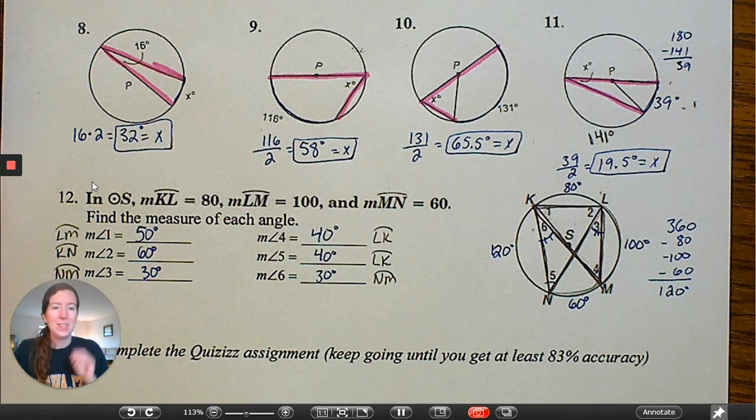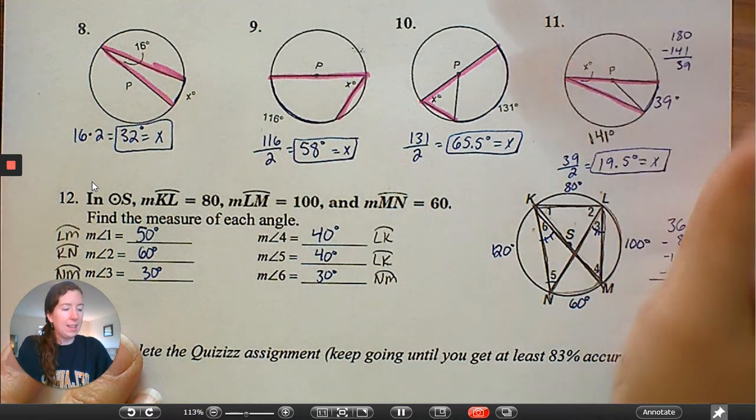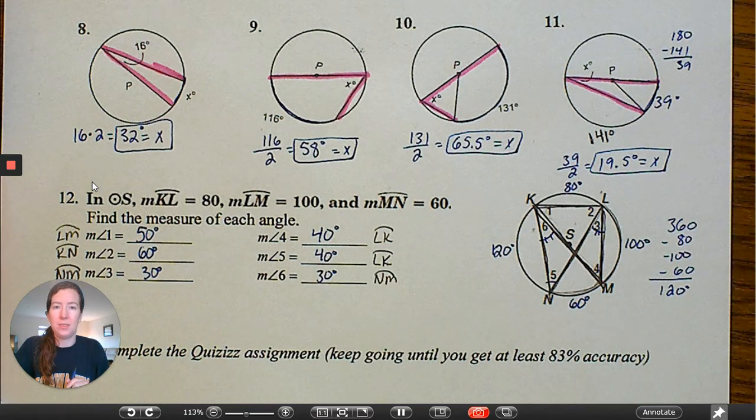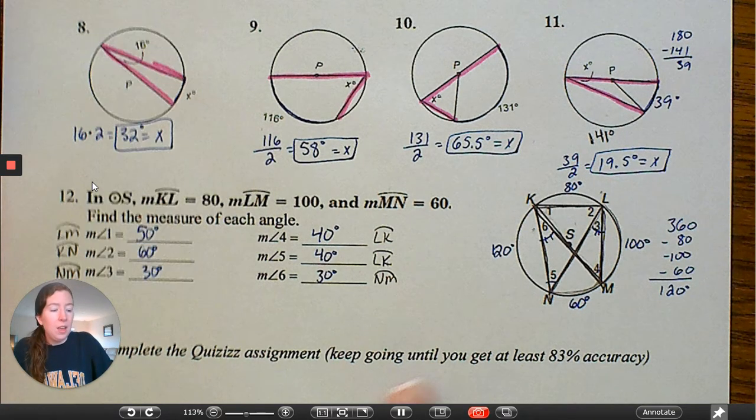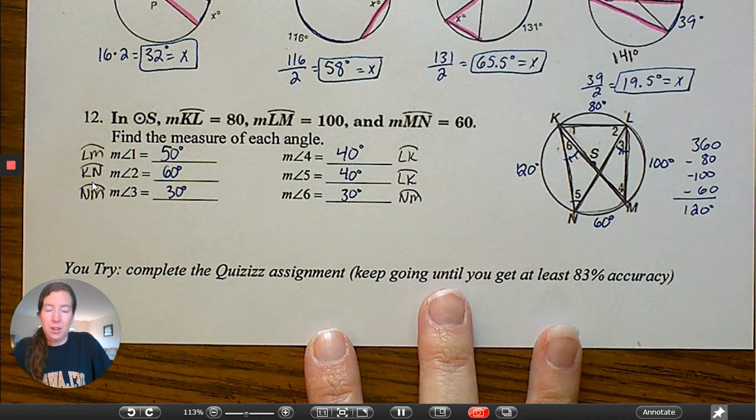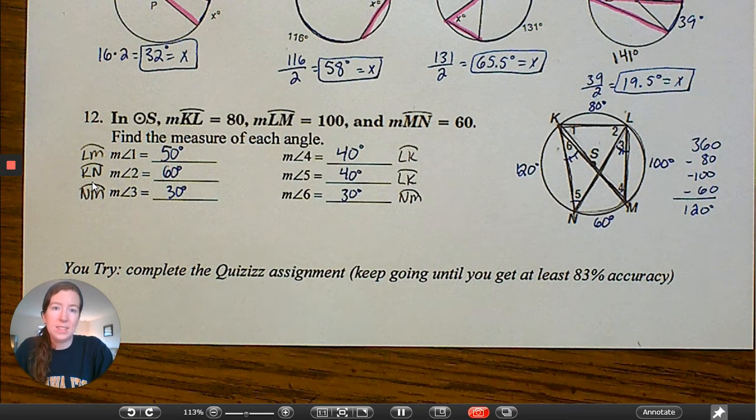Okay, so we've done measures of inscribed angles today. Last lesson we did measures of central angles. For your distance learning assignment for today, there's a quizzes assignment. I forget how many questions exactly, but you need to get at least 83% accuracy. So keep going until you get that. Once you get 83% accuracy or higher, then you'll have received full credit for it.